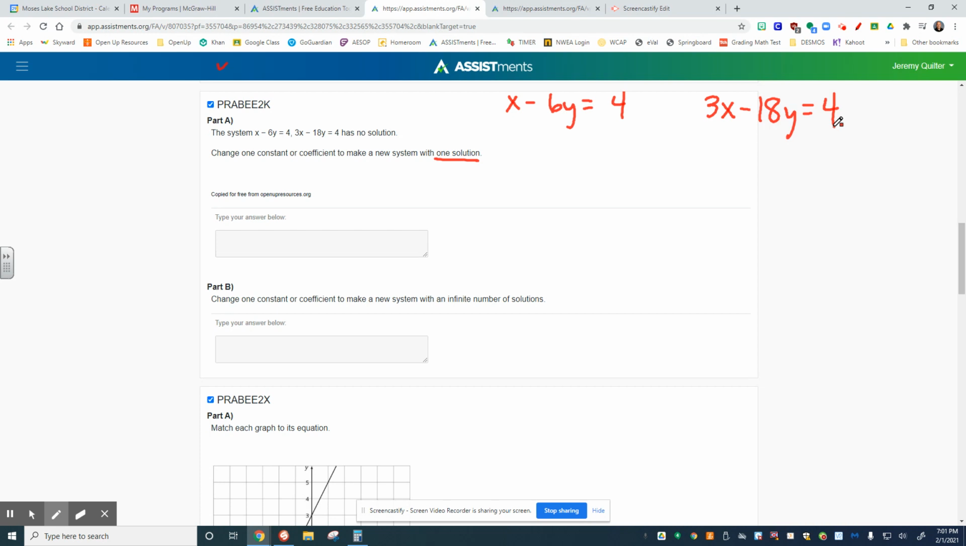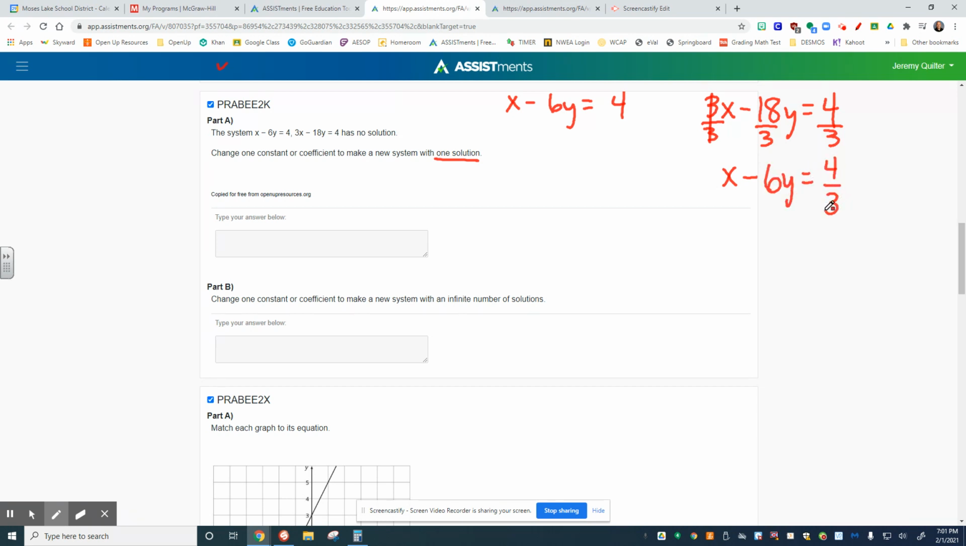The first thing I want to do is think about simplifying or reducing some values. Over here on the right side, 3x minus 18 times y equals 4. If I divide this one by 3, the x term, the y term, and the constant term by 3, I get 3 divided by 3 is 1 times x, 18 divided by 3 is 6 times y is equal to 4/3.